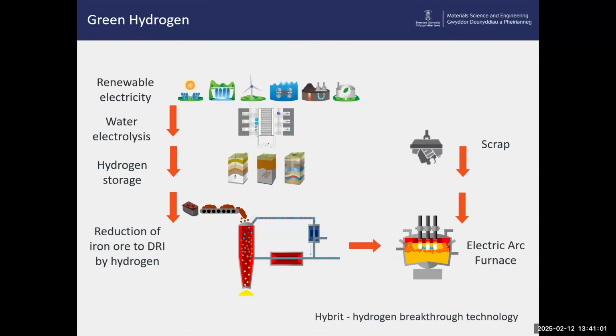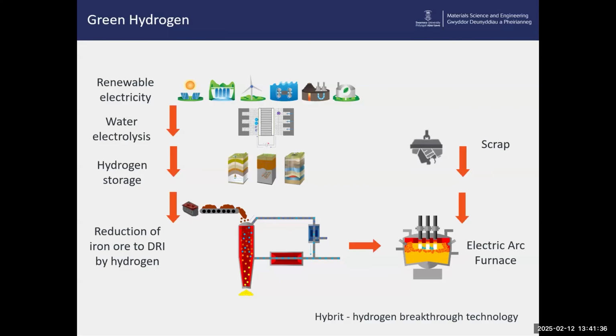This stored hydrogen can then be used for direct reduced iron, or DRI, production, with water being, again, the only byproduct. And finally, DRI and scrap are used to make steel via electric arc steelmaking, powered by yet more renewable energy. So it might look like an ideal circular process, and that is what HYBRIT, which is hydrogen breakthrough technology, companies are trying to do.